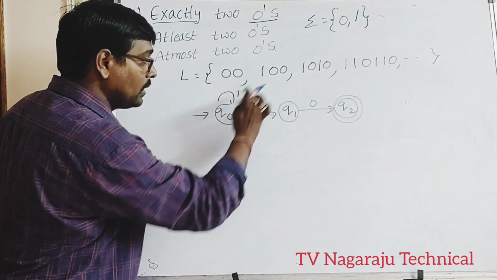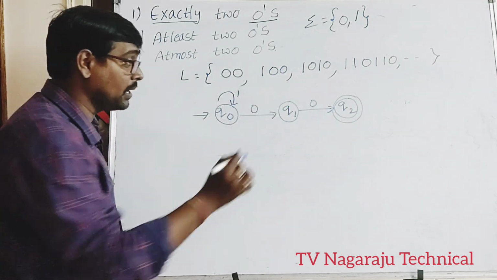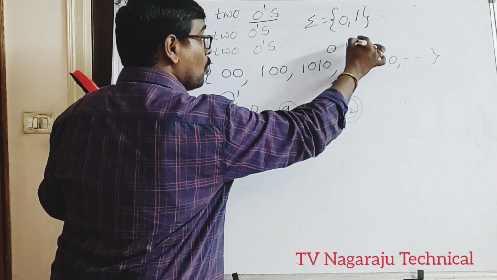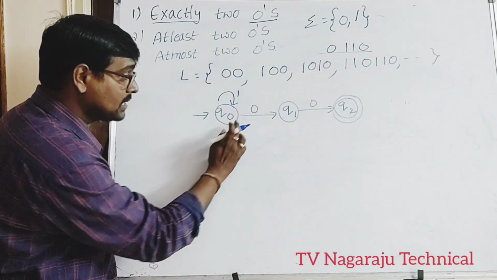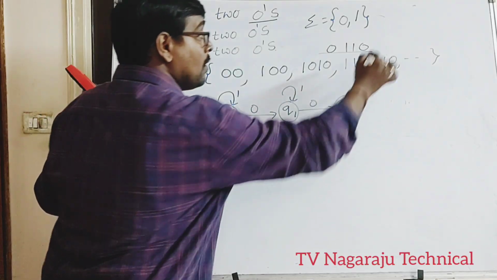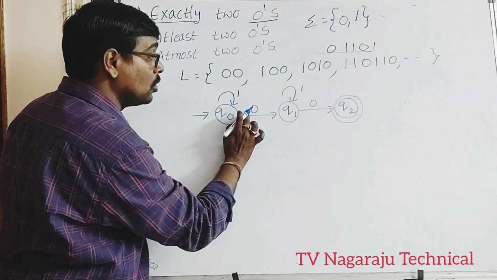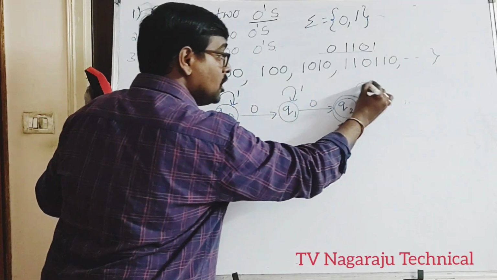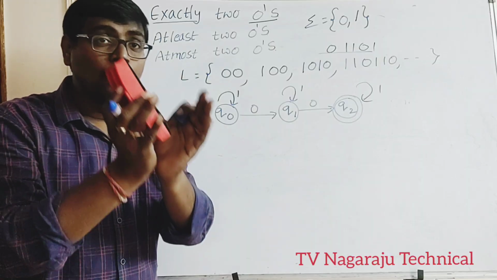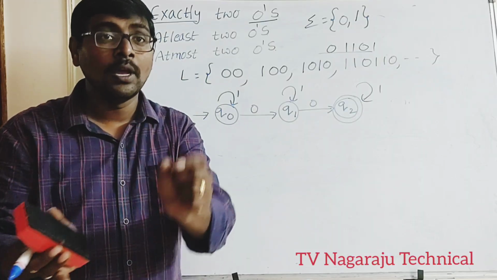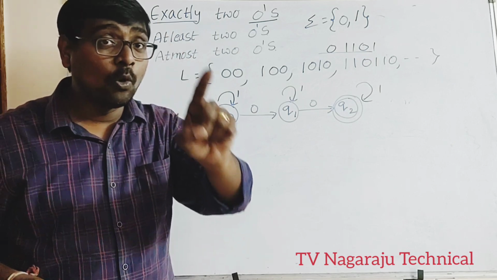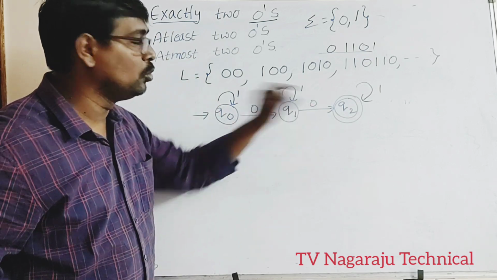Suppose see this example 1, 0, 0. This is accepted. And suppose this example 0, 1, 1, 0. This type of string is accepted. At 0, the self loop is 1. That is accepted. And this one 0, 1, 1, 0, 1. This is also accepted. You got the point? Before 0 and after 0, any number of ones can appear. There is no constraint, but the only constraint is exactly two zeros.